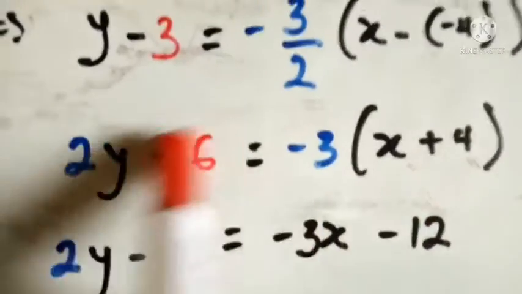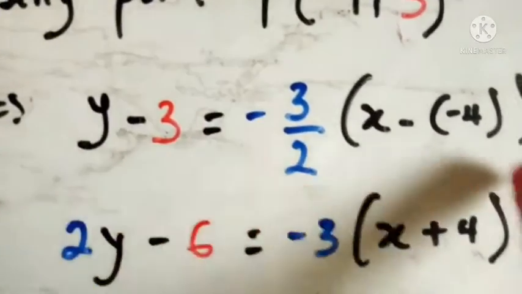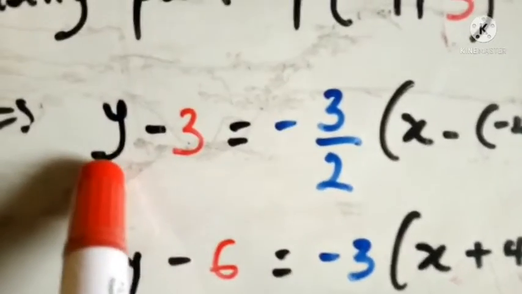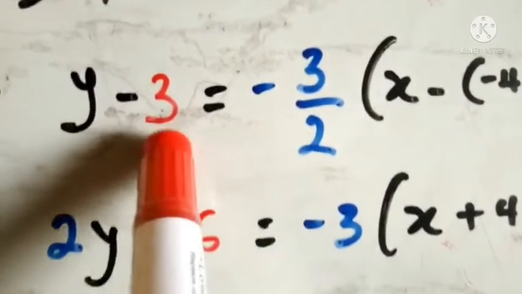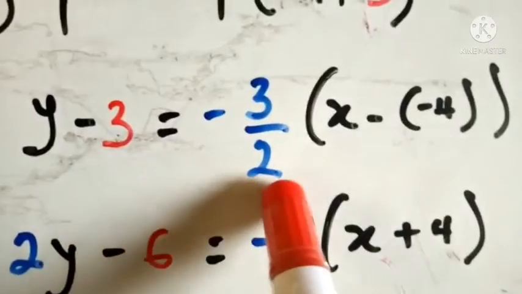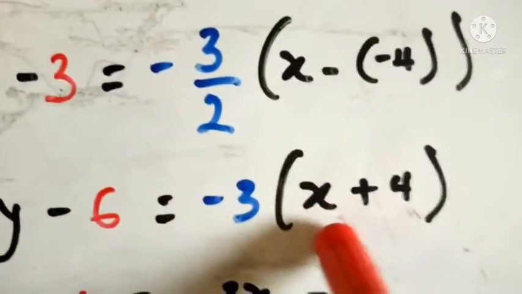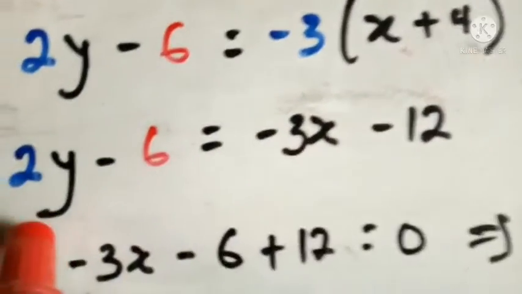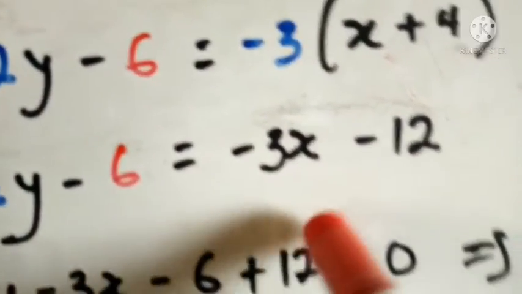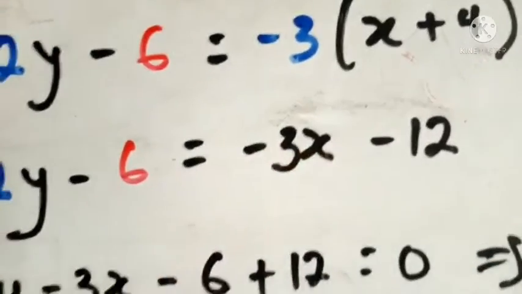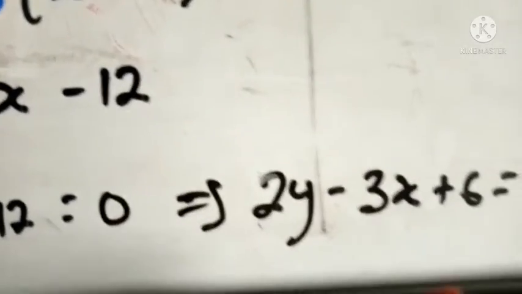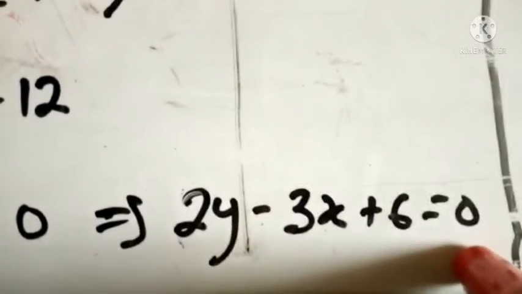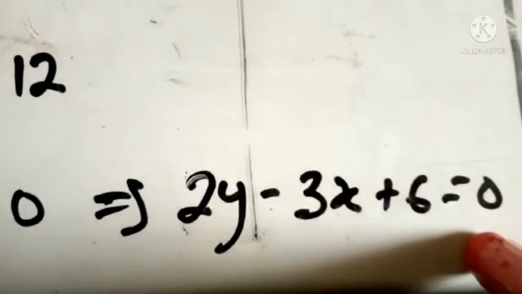Here, there's a fraction, so you have to multiply everything by 2. So 2 multiplied by this y will give 2y, and 2 multiplied by this guy will give -6, and then the 2 goes away. Here we are having -3 into bracket x plus 4. So expand the bracket, which will give me 2y - 6 is equal to -3x - 12. Send everything to the right-hand side. You should arrive at something like 2y + 3x + 6 is equal to 0. So this is what the equation of the line looks like.